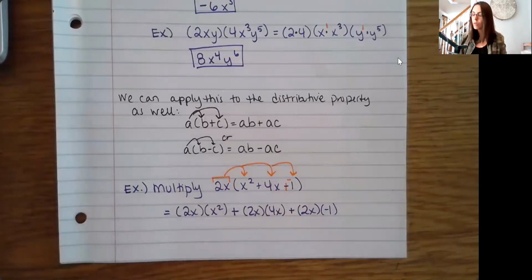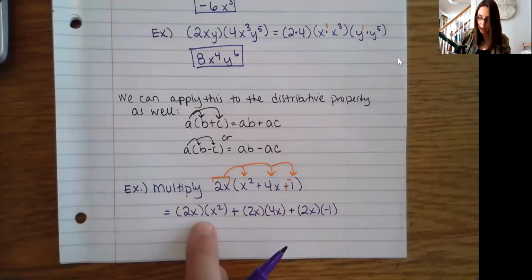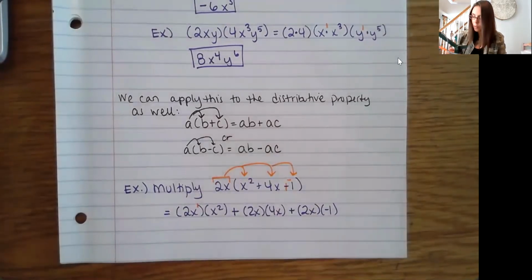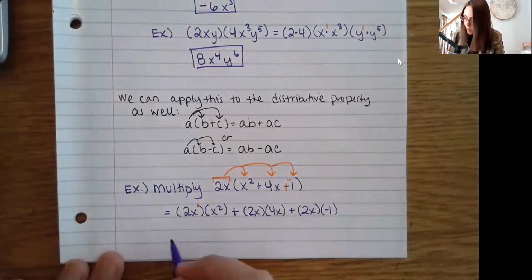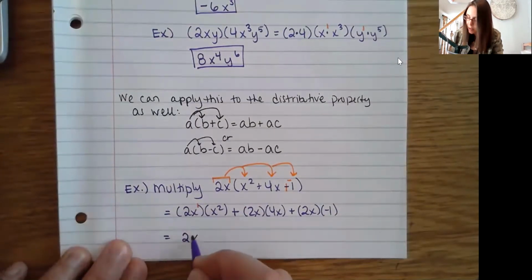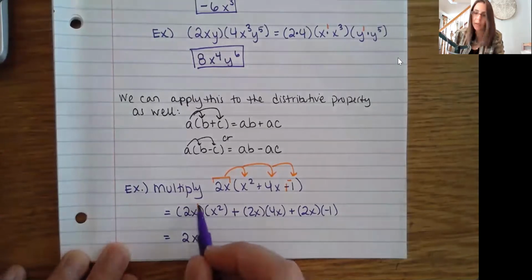And now we're going to use that product rule we just reviewed to help us finish our multiplication. So here I just have a 2 for my number. So that's just going to be 2. And then I have x to the first power times x squared. So that's x to the third power, right? Because I have 1 plus 2 is 3.